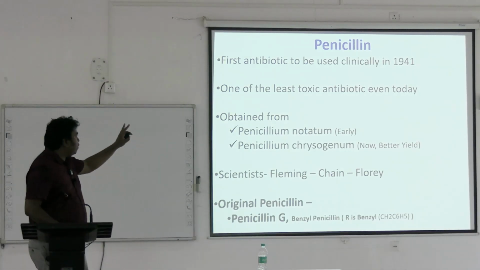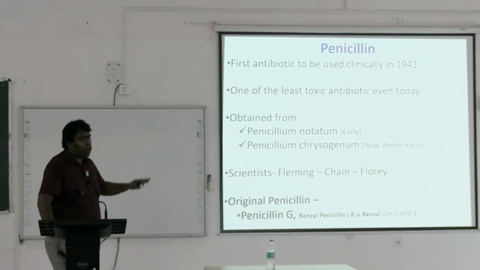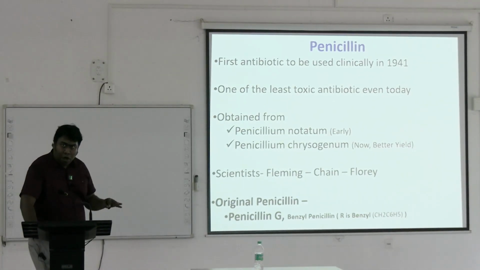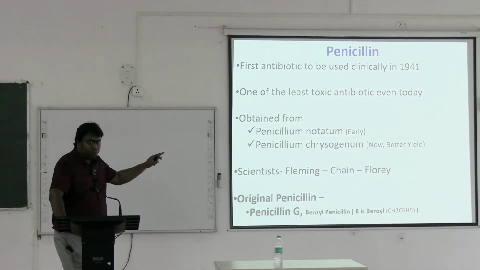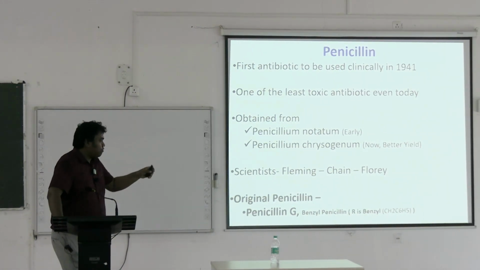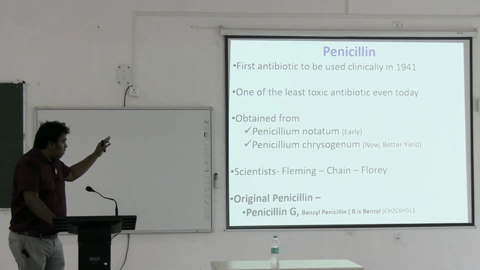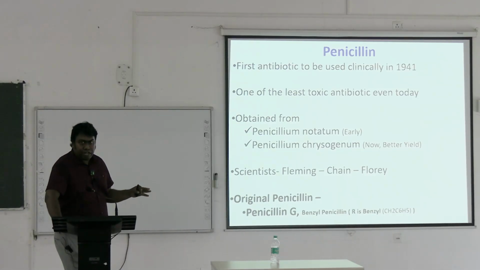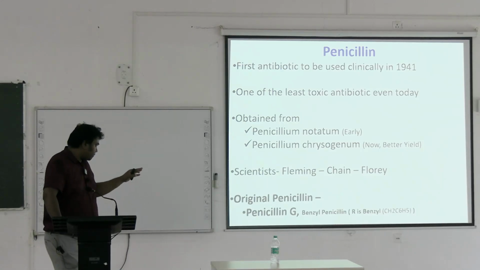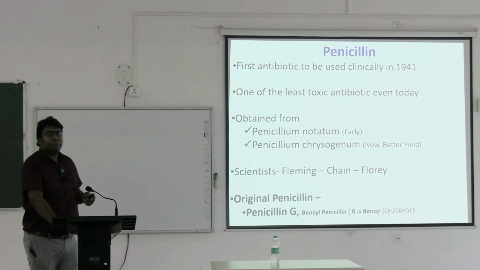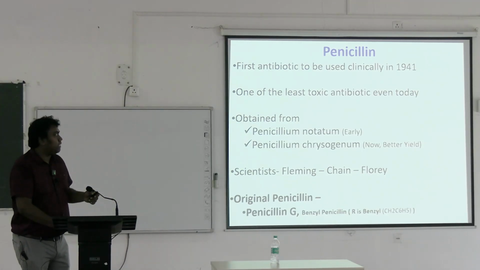The first antibiotic to be clinically used in 1941, a less toxic antibiotic even in today's world, was obtained from Penicillium notatum previously, and now Penicillium chrysogenum is developed later. Fleming, Chain, Florey, three different scientists developed this. The original penicillin is penicillin G or benzyl penicillin.